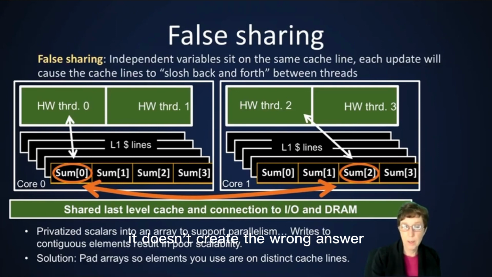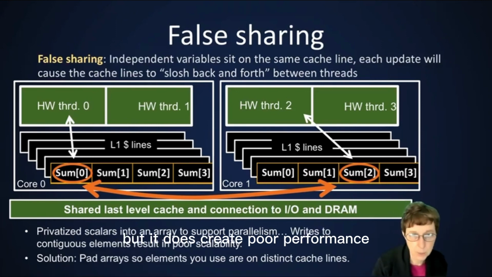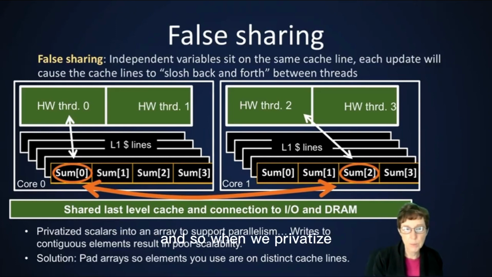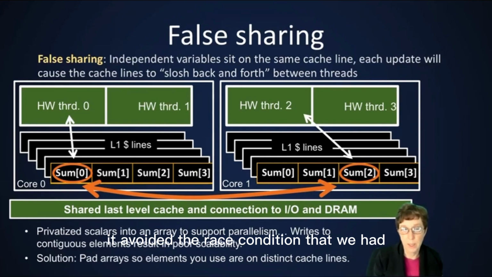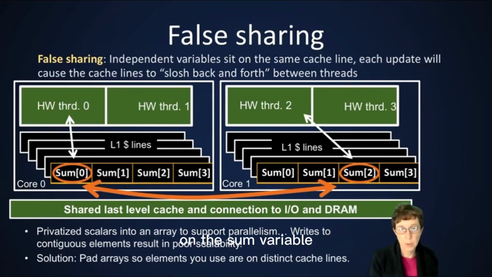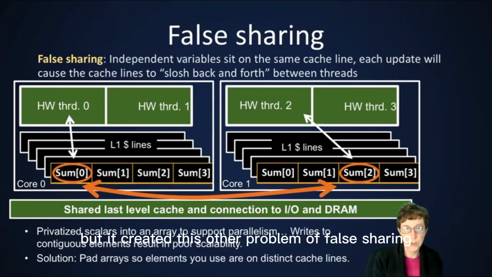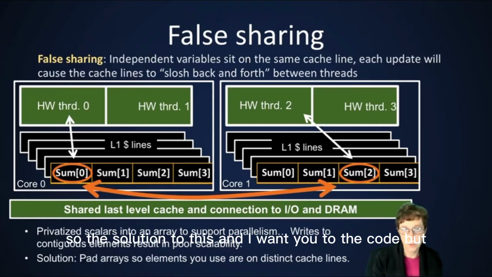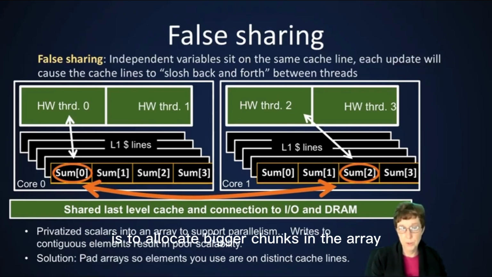It doesn't create the wrong answer, so it's not a race condition in the program, but it does create poor performance. And so when we privatized these scalar variables into an array, that gave us parallelism. It avoided the race condition that we had on the sum variable, but it created this other problem of false sharing.